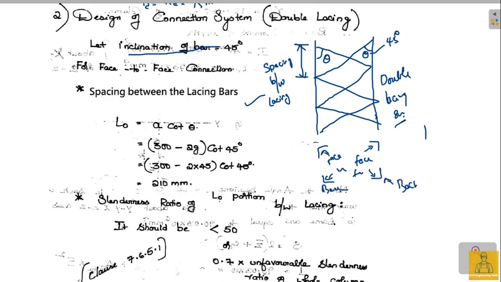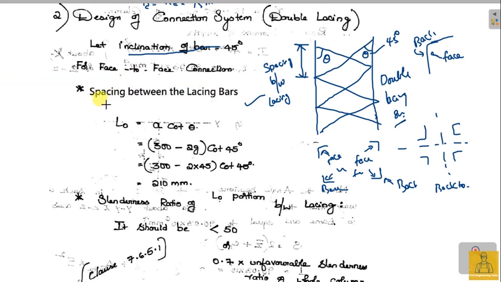Back-to-back connection, how would that be? Of course, we do not use such a connection, but I'm just telling you what it means. This is back-to-back: the backs of each and every angle section are facing each other. If it is a face-to-face connection, the faces are going to face each other. So this is face, this is back.